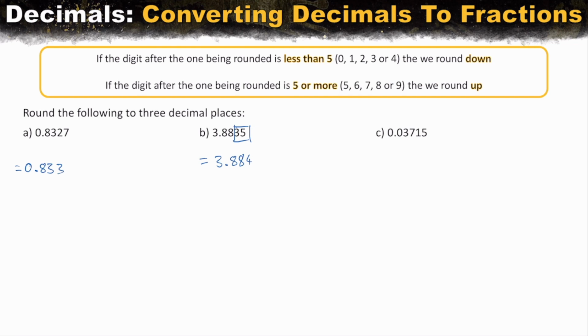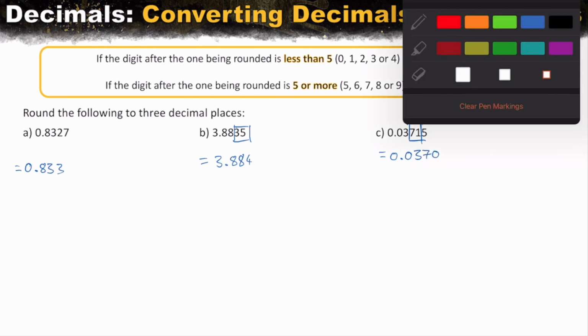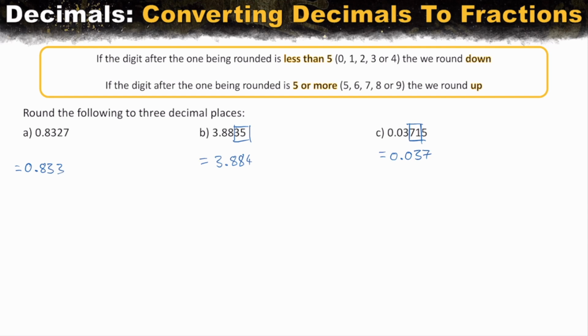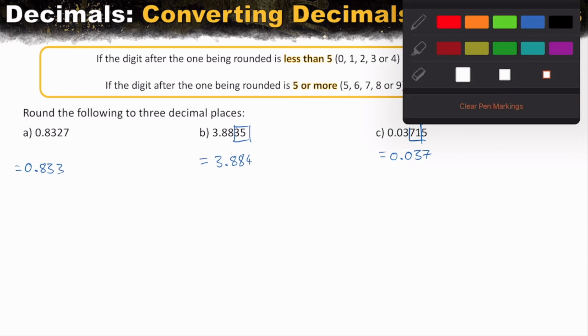This one here, same deal. The third decimal place is just here. We are only interested in those two numbers. We don't care about this 5 here, that's not the one that we're looking for. We're just looking at this 71 here. Now, is 71 closer to 70 or to 80? Well, that one's nice and easy to think about. So this is 0.0370, but we only need 3 decimal places, so we drop off the 0, and there's our answer.